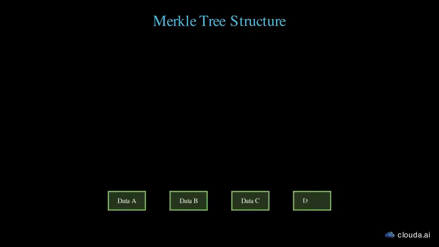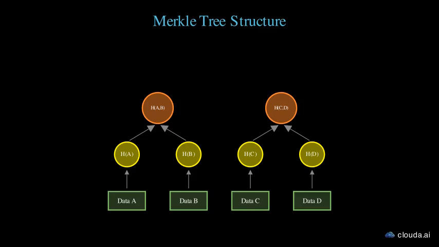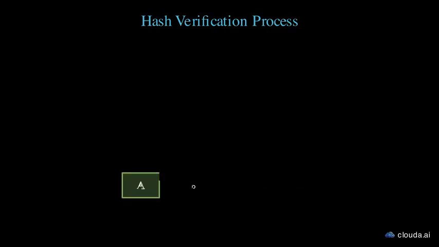Now that we understand what a Merkle tree is, let's look at how it's actually structured. Picture an upside-down tree where the leaves at the bottom contain hashes of your actual data. Here's the clever part. Each parent node combines the hashes from its two children below it. This process continues up the tree until we reach a single root hash at the very top, which represents everything below. Now that we understand the basic structure, let's see how hash verification actually works.